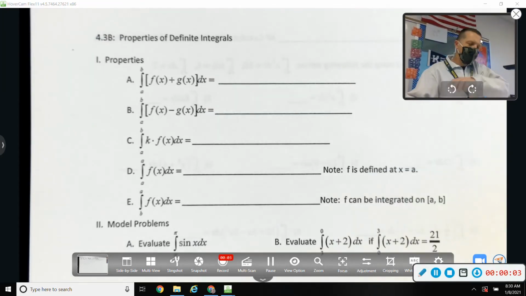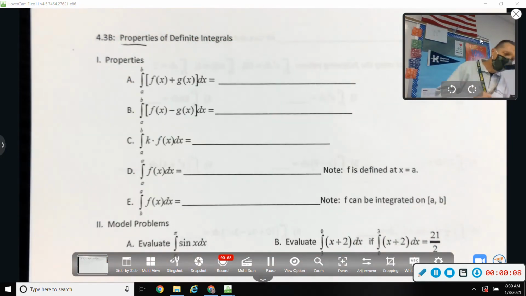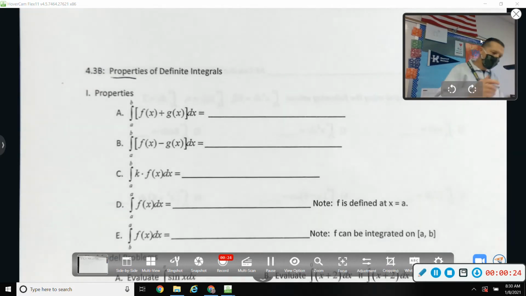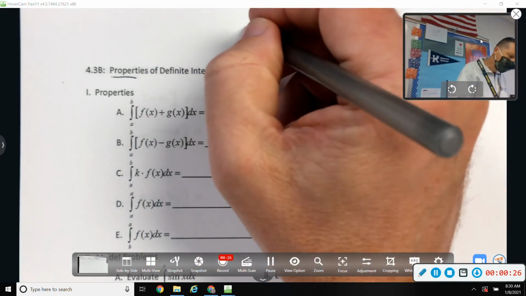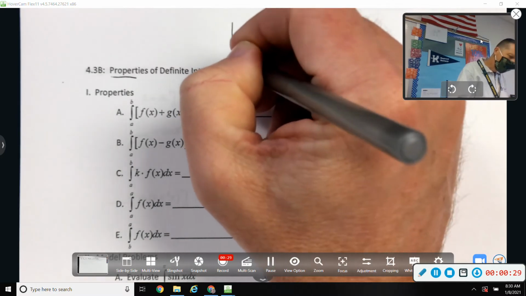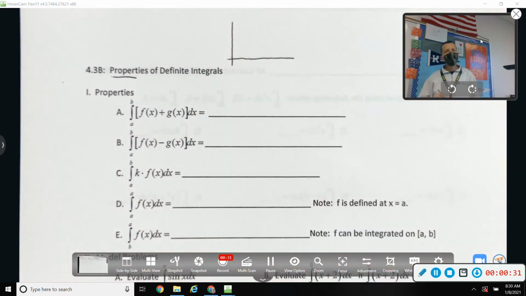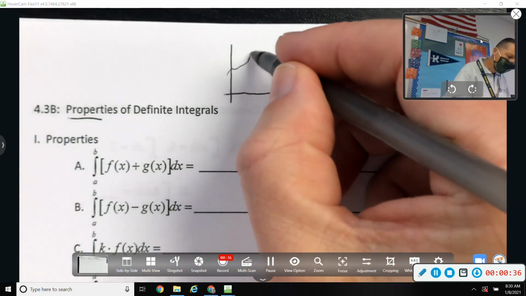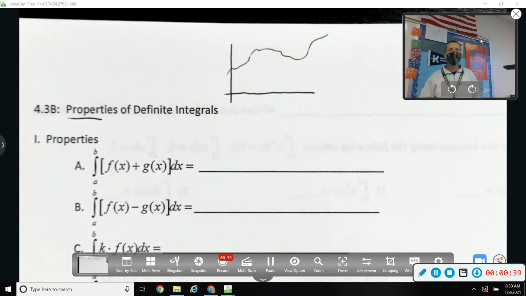All right, so the side that we will take notes on is the properties of definite integrals side, and then we'll be able to flip it over and do the homework on the reverse side. Even before we get into those properties, let's do a quick little picture up here, just to kind of remind ourselves what is going on. So I'm going to draw some kind of random graph. It doesn't really matter what it looks like.